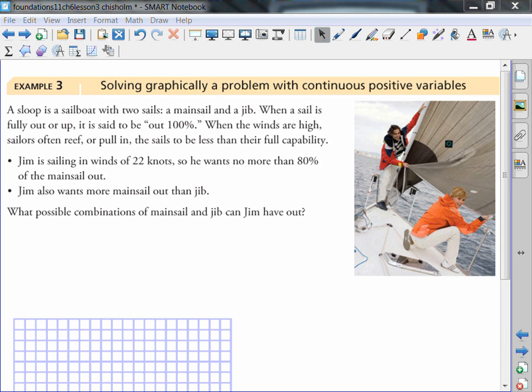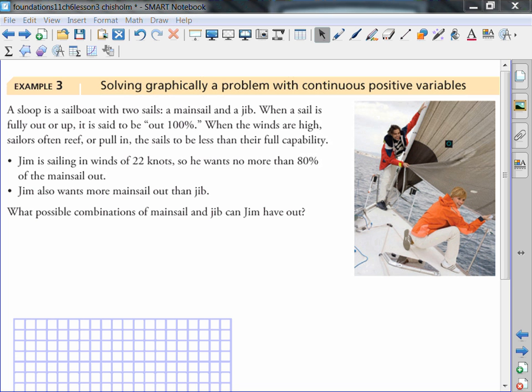Section 6.3, example 3 says, solving graphically a problem with continuous positive variables. So you're going to learn a little bit about sailing today. A sloop is a sailboat with two sails, a mainsail and a jib. When a sail is fully out or up, it is said to be out 100%.